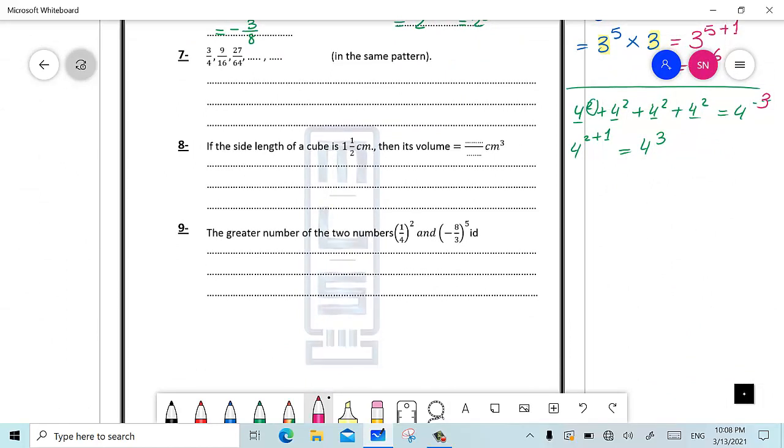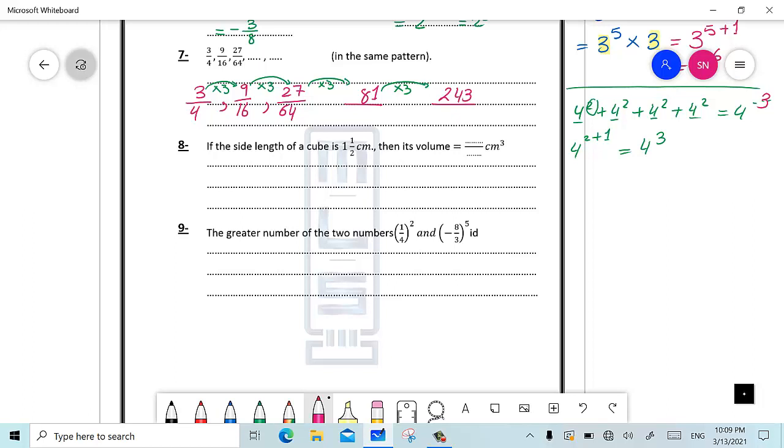Complete using the same pattern. Here I have 3 over 4. The next one is 9 over 16. The next one is 27 over 64. As you can see, I multiplied 3 by 3 and I multiplied 9 also by 3 to get 27. So I'm going to multiply here also by 3 and I'm going to get an answer of 81. And also I'm going to multiply the 81 by 3 and I'm going to get an answer of 243.